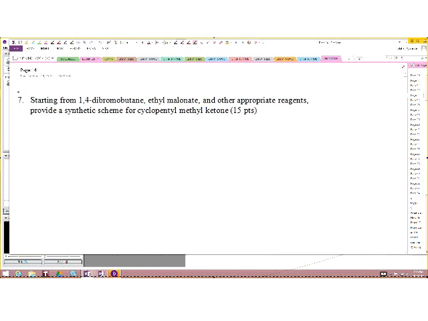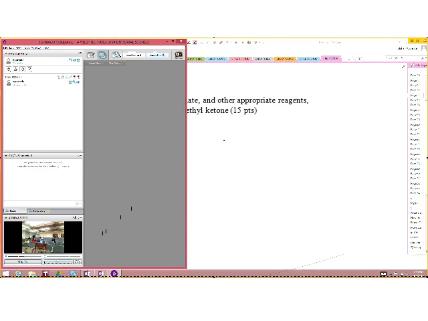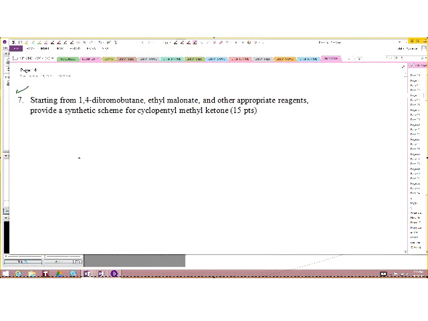Okay. Let's see here. Jasmine, can you read this first? Starting from 1,4-dibromobutane, ethyl malonate, and other appropriate reagents, provide a synthetic scheme for cyclopentyl methyl ketone. Okay, thank you. So starting from 1,4-dibromobutane, ethyl malonate, and other appropriate reagents, provide a synthetic scheme for cyclopentyl methyl ketone. In other words, they wanted to make this compound here. I think we did this already.